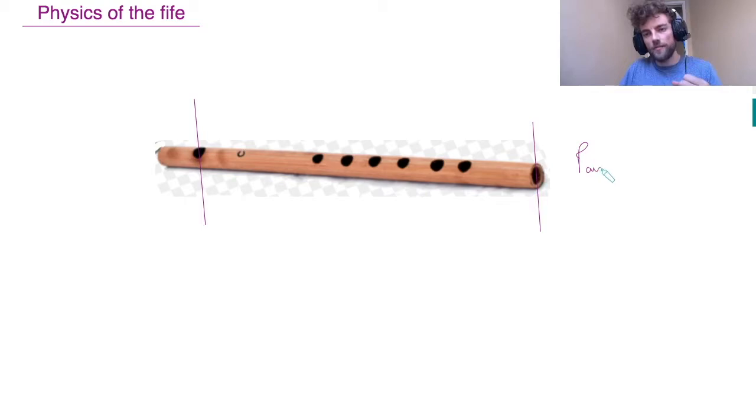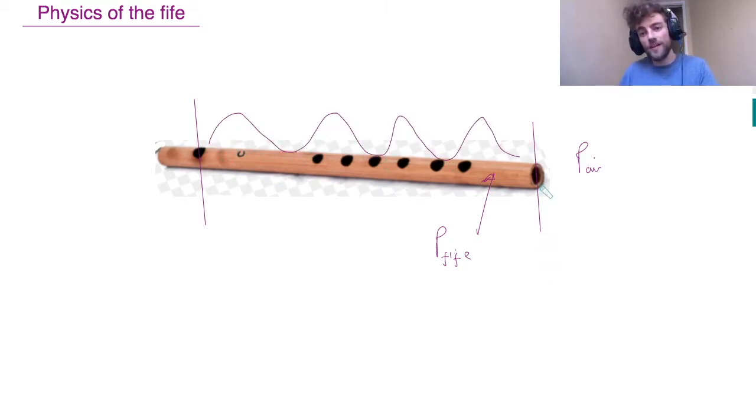So out here I have air pressure. Inside the fife, I have the pressure in the fife, which is going to be going up and down in compressions and rarefactions as a sound wave travels down it. But at this end here, the important thing is that it has to be balanced with air pressure. I can't have this sudden jump from a high pressure in the fife to a low pressure outside. It just doesn't make sense. Pressure is continuous.